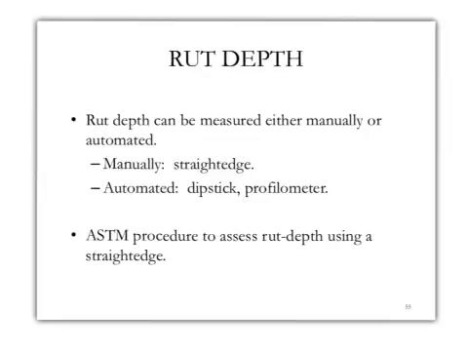So if so, how can we measure rut depth? The rut depth can be measured either manually, by sending a technician to the field to measure it, or in more of an automated way. The manual way is simply using a straight edge. It's like a big ruler, and you would lay it on the street and try to measure the amount of rutting. The automated way typically uses the dipstick, which we already discussed last lecture. So the dipstick can be used to measure roughness as well as rut depth, or you can use a profilometer. In fact, the ASTM standards now have a procedure to assess the rut depth using a straight edge.